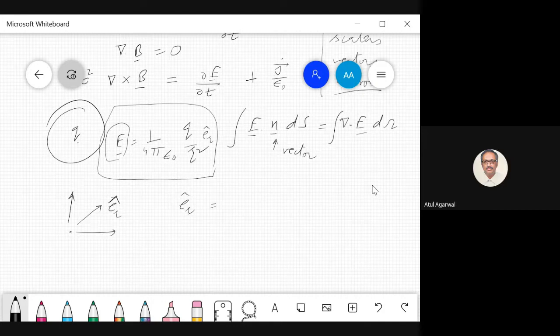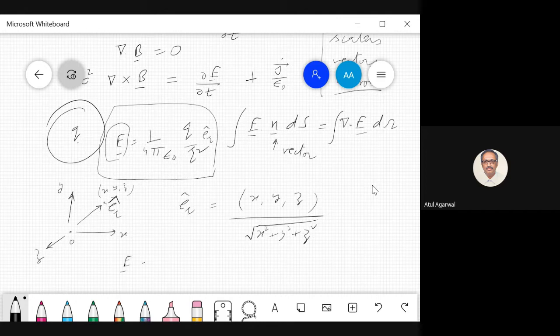Suppose you have a point x, y, z. Then what is this e_r? The basis vector. So can you say it is (x, y, z) upon the magnitude? Is it all right? Yes, sir. So this is the origin, and your charge is at the origin. The outward radial vector is this. This is a unit vector, so I have to divide by the magnitude.